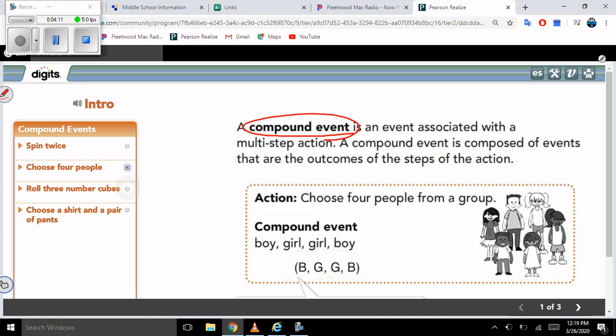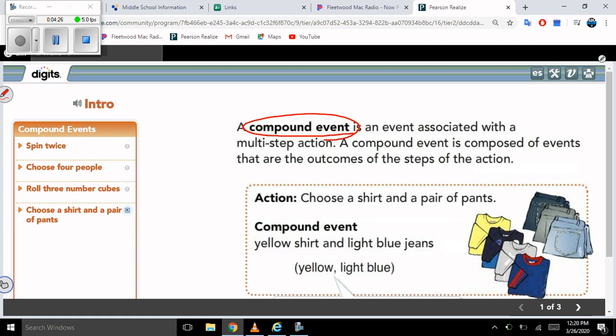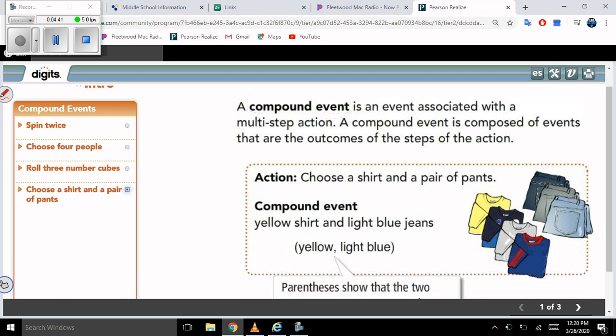If we went three number cubes, we have a blue cube 2, red cube 6, green cube 2. And so we would indicate that with the colors, a blue 2, a red 6, and a green 2. And then obviously if something happens to you guys in the morning, especially the girls, I would think, choosing a shirt and a pair of pants. We want a yellow shirt and a light blue jeans. So we would go yellow with the light blue. So that's a compound event, a multi-step action.